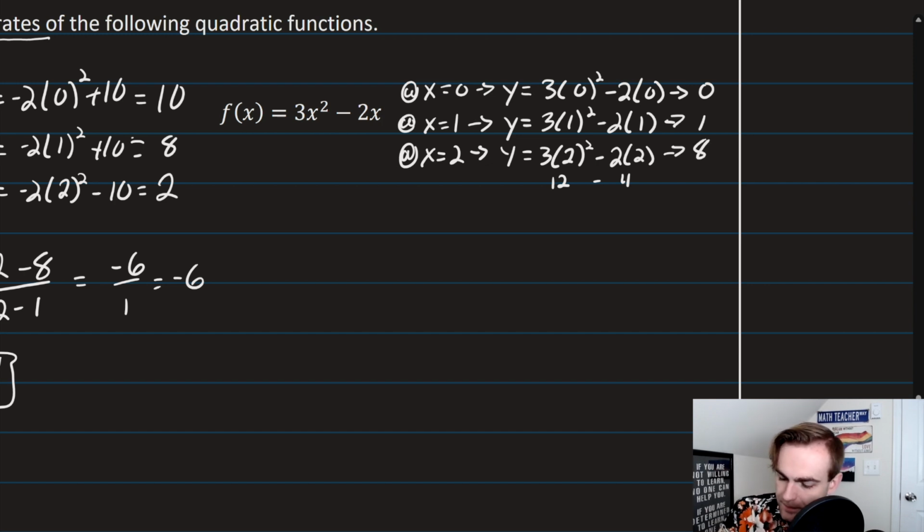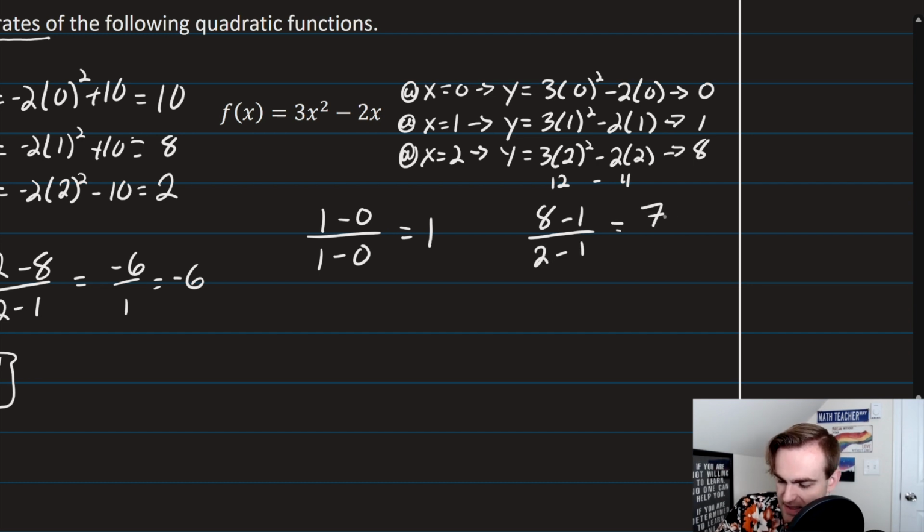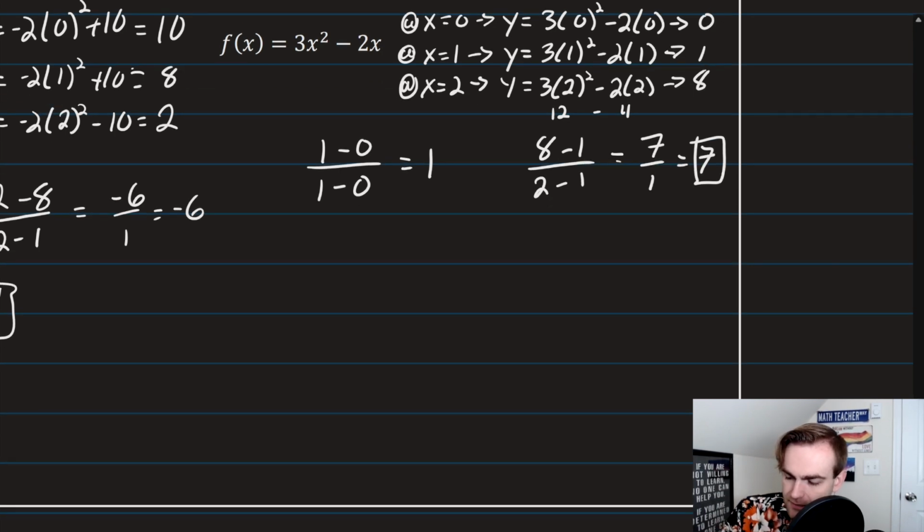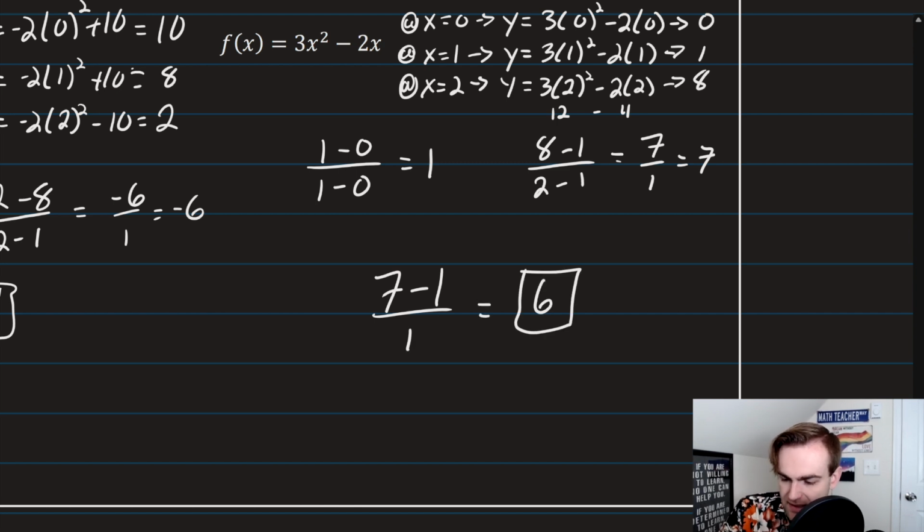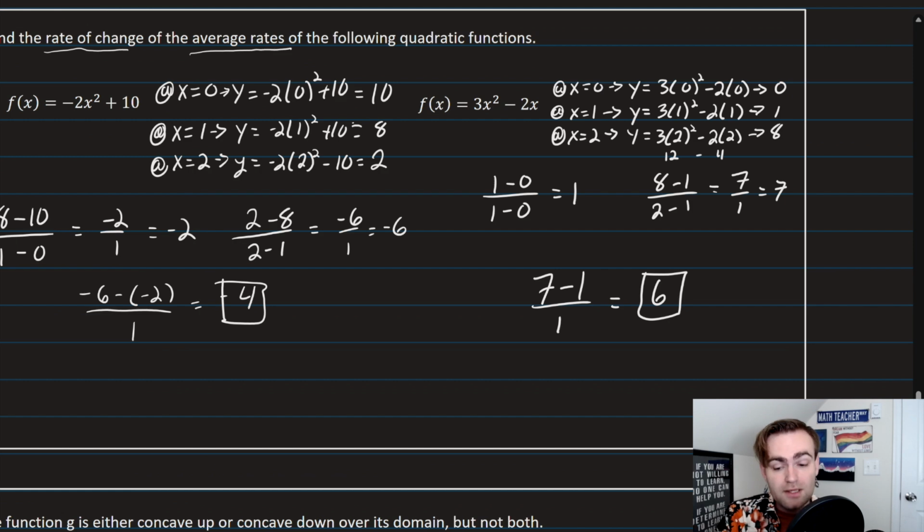All right, so our first one would be 1 take away 0 over 1 take away 0, which would be 1. Our second one is going to be 8 take away 1 over 2 take away 1, which would be 7 over 1, which is just 7. Then we're going to find the average rate of change between those. So 7 take away 1 over 1 is 6. And that would be the rate of change of the average rate of change of f of x here.